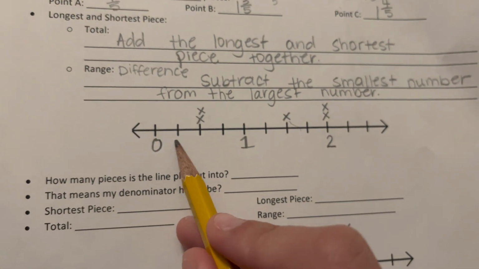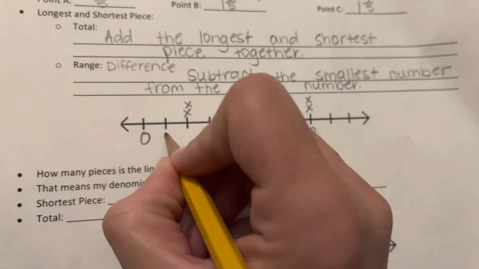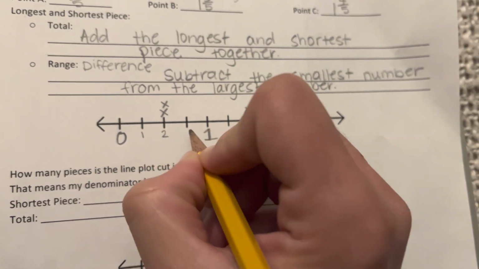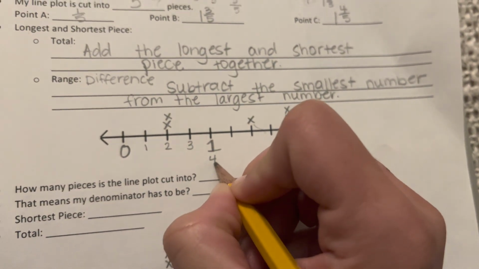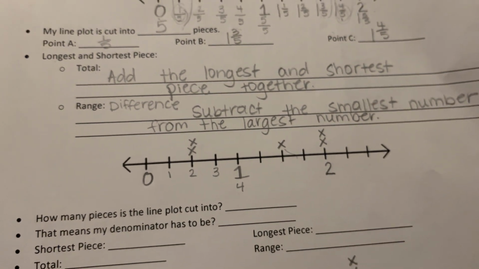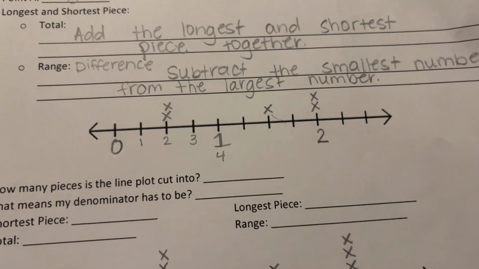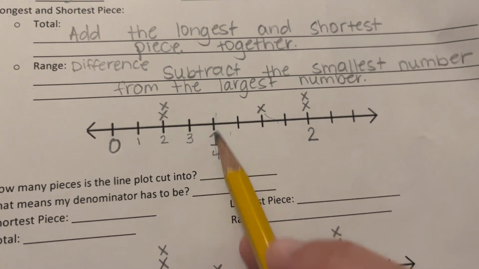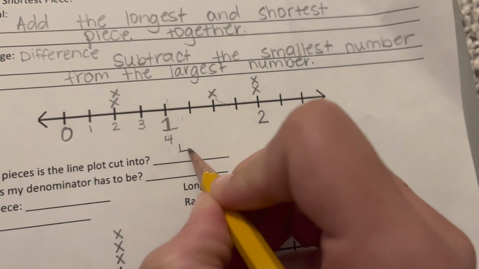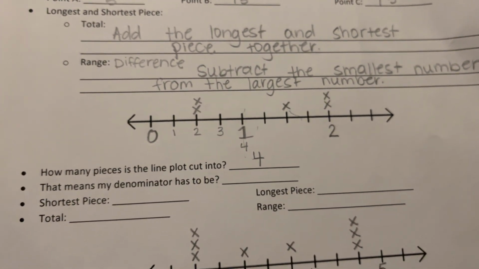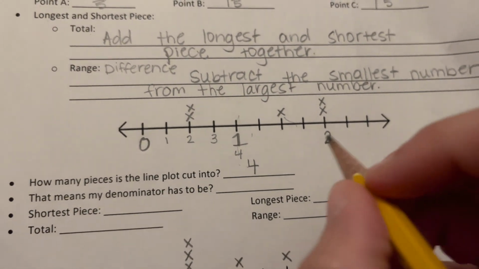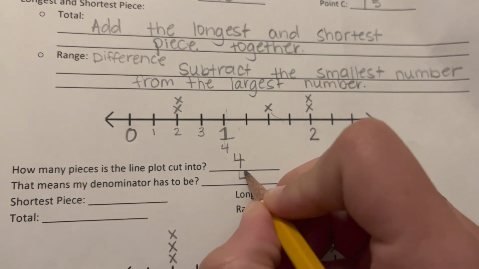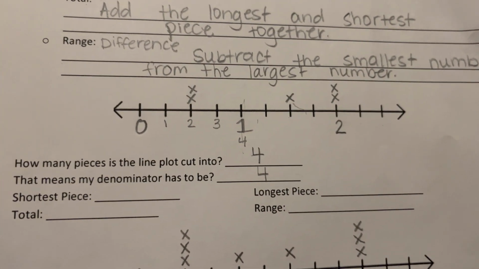So if I'm trying to figure out how many pieces this line plot's cut into, that's 1, that's 2, that's 3, that's 4. You count all the way through to the next whole number, no matter what that number is. But because this stops at 4, that tells me that this line plot is cut into fourths. It's cut into 4 pieces. That means for every fraction on this line plot, your denominator will be 4.